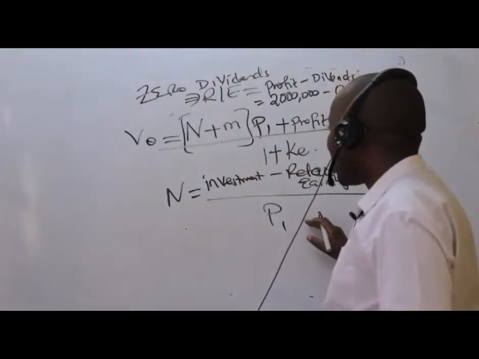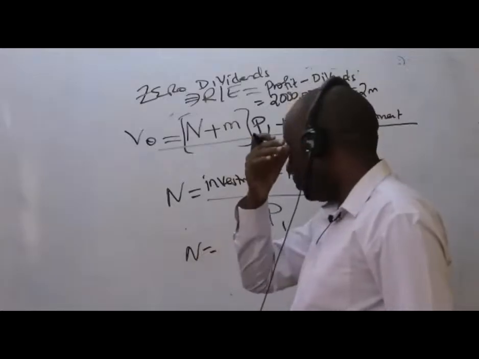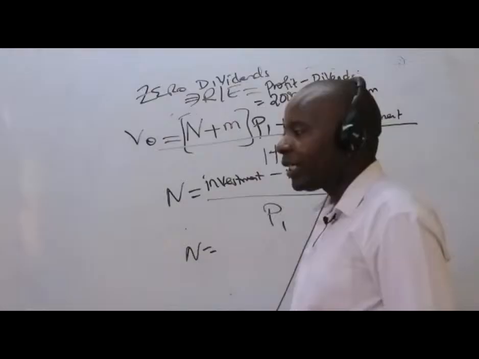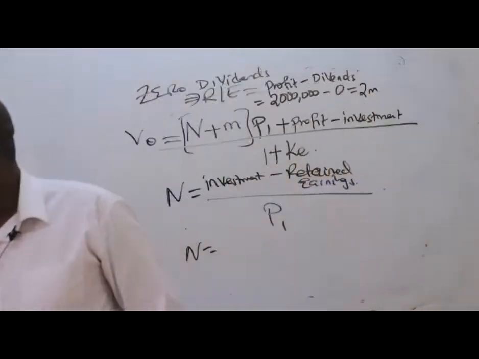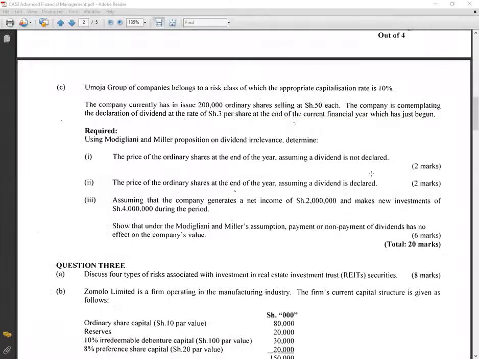So please come back here. So here then the new shares will be equal to the investment. What is the investment amount? Are you able to see some investments in this question? Peter tells me 4 million. So the investment in the question, yes, I can see: make a new investment of 4 million during the period.